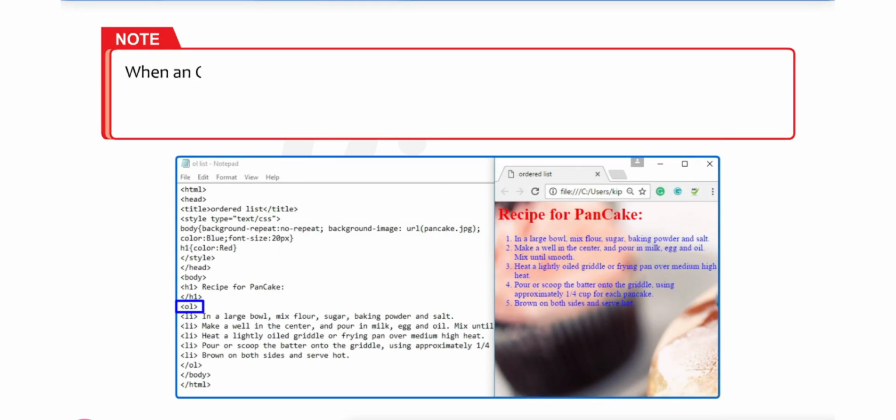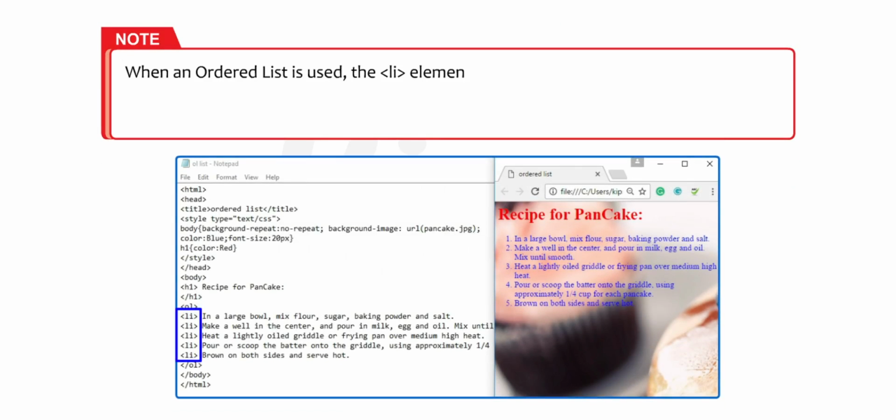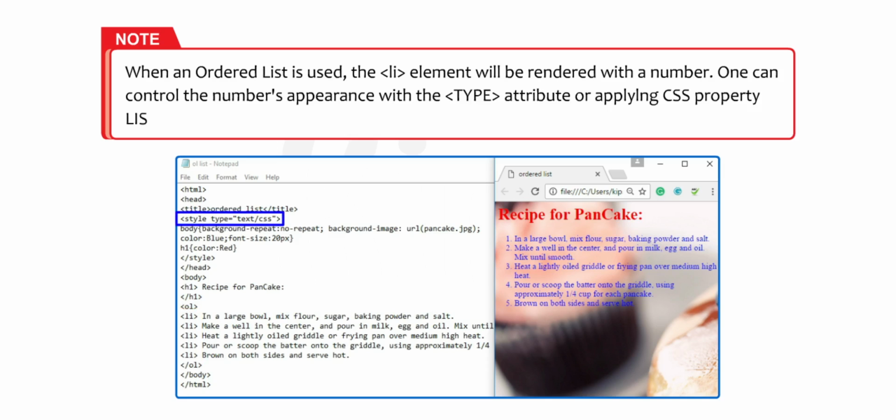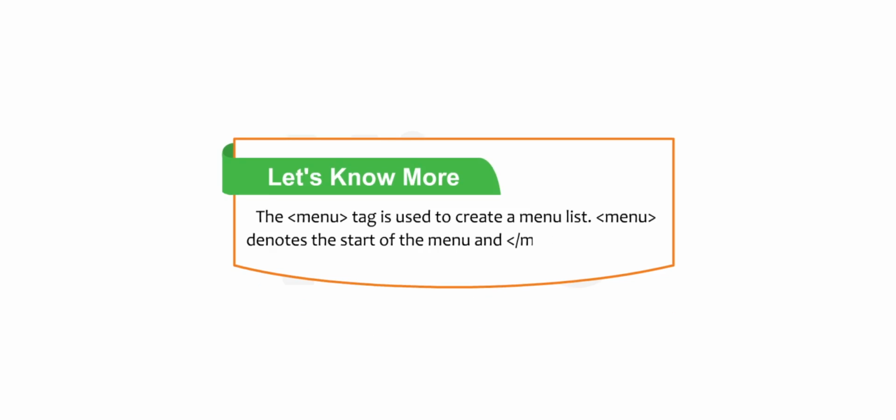Okay, note. When an ordered list is used, the LI element will be rendered with a number. One can control the number's appearance with the type attribute or by applying the CSS property list-style-type. Okay, let's know more. The menu tag is used to create a menu list. The menu tag denotes the start of the menu and the /menu tag denotes the end of the menu.